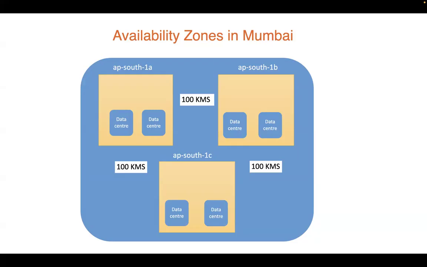Why? What is the reason for keeping a distance between these zones? Let's say an earthquake happened in AP South 1A. So we lost all the data, all the infrastructure, servers, everything. The building itself, the complete AWS data center, collapsed. But still, we can see AP South 1B and South 1C are in a safe place.